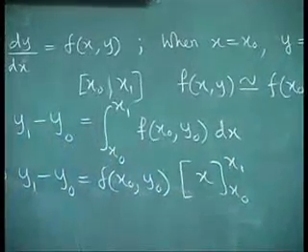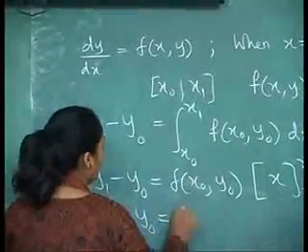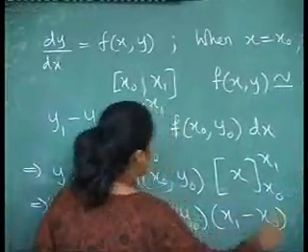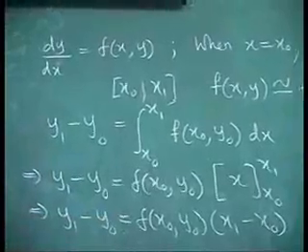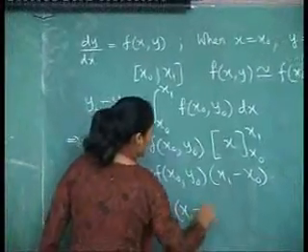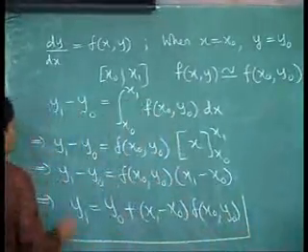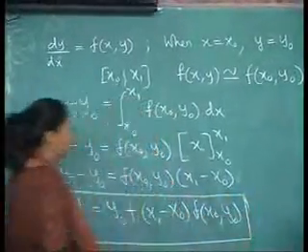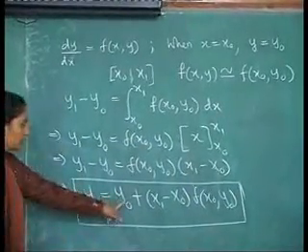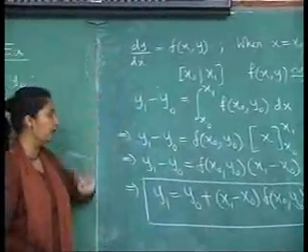Limits are x0 to x1. Now take the upper limit minus the lower limit. So we get y1 minus y0 equal to f of x0, y0 into x1 minus x0. Let me take y0 to the other side. So I get y1 equal to y0 plus x1 minus x0 into f of x0, y0. So this is how we use the value of the function at x0 to find the value at point x1. Remember, we have to go up to the end point.